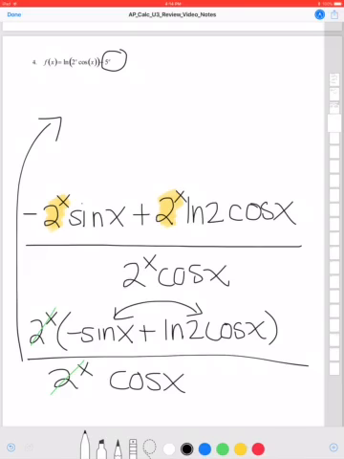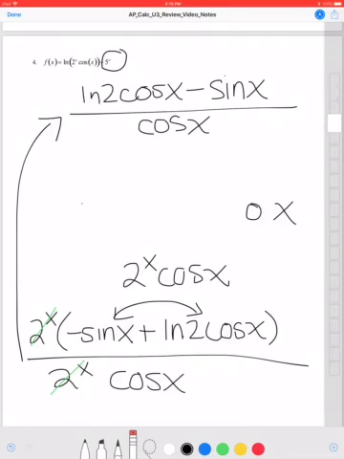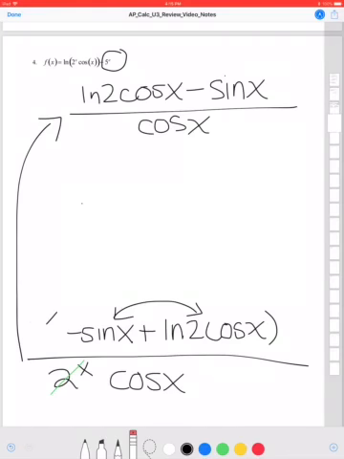Alright, and I'm always looking for ways to flip these around so there's not a negative in front. A lot of times you'll see it written as a minus instead of a negative because it just looks nicer. ln 2 cosine x minus sine x over cosine x.